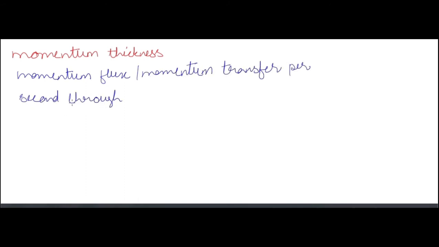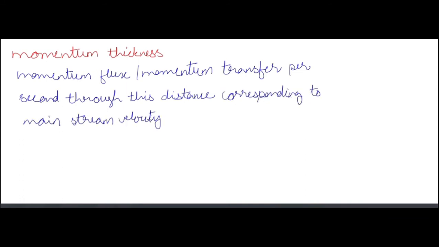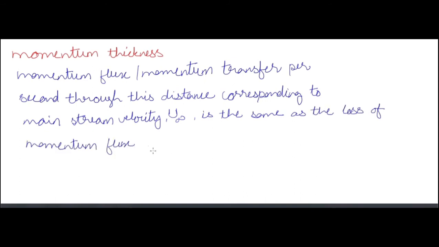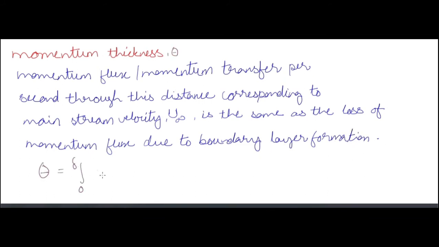Now momentum thickness. As displacement thickness was associated with the loss of mass flow rate, momentum thickness is associated with loss of momentum. Momentum flux, or momentum transfer per second, through this distance corresponding to the main stream velocity is the same as the loss of momentum flux due to boundary layer formation. So theta is equal to integral from 0 to delta.